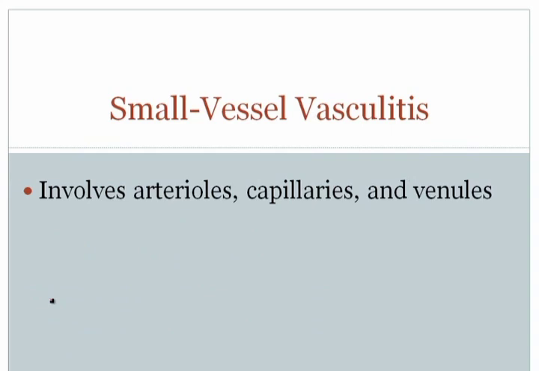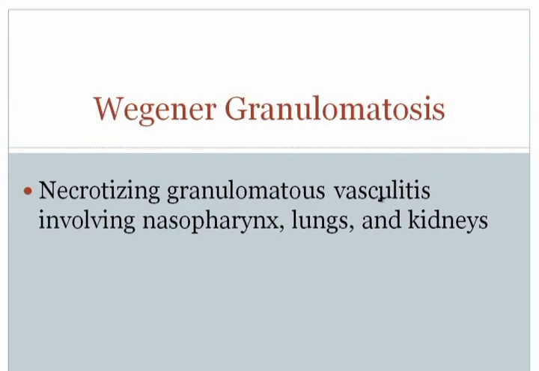The last group of vasculitides is going to be the small vessel vasculitis, and this is going to involve small vessels, such as arterioles, capillaries, and venules. Now, the first disorder that we want to talk about is called Wegener granulomatosis, and this is a necrotizing granulomatous vasculitis that involves the nasopharynx, lungs, and kidneys. Once you understand the distribution, you're pretty much done with this disease.